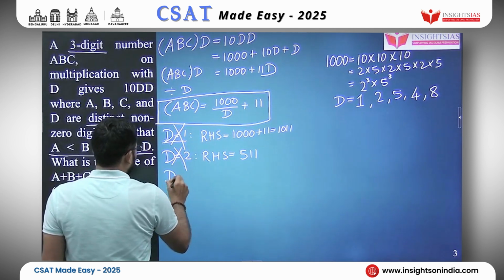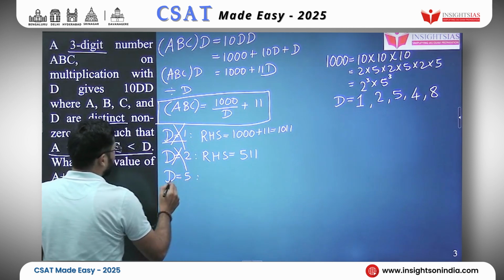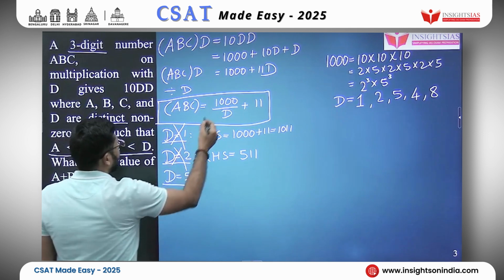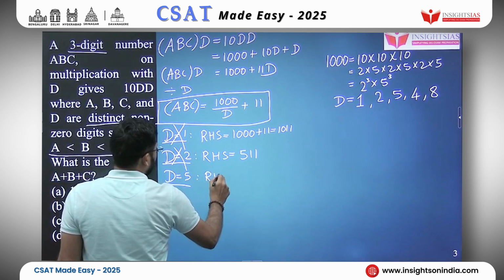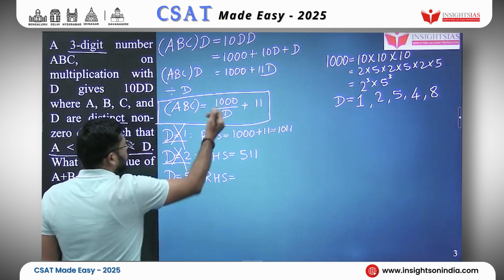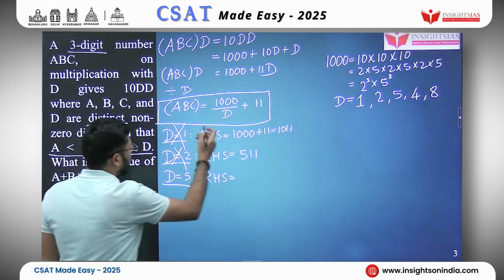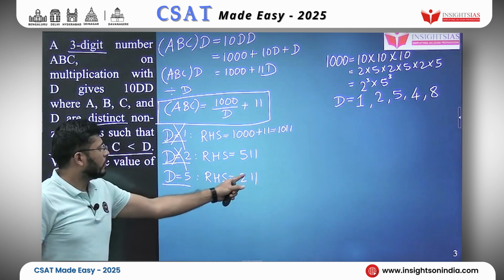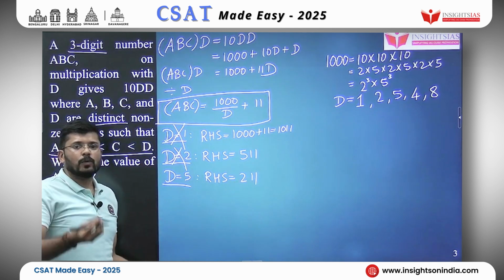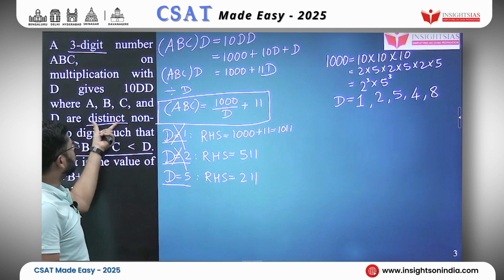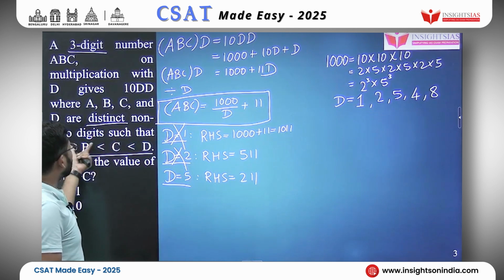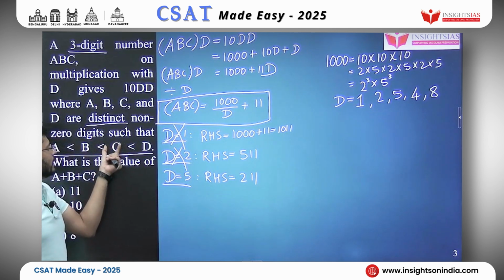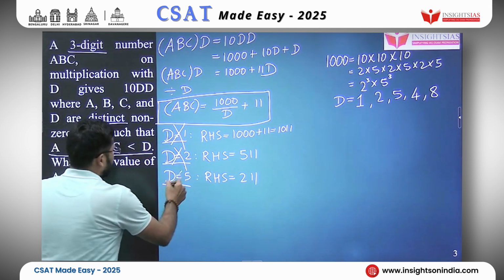We'll try the next case. D equals 5. If D equals 5, then what will your RHS be in the boxed equation? 1000 divided by 5, that would be 200. 200 plus 11, that would be 211. Again, B and C came to be 1 and 1, but they are supposed to be distinct, and also A is supposed to be less than B, which is supposed to be less than C, which is supposed to be less than D. So that fails here.